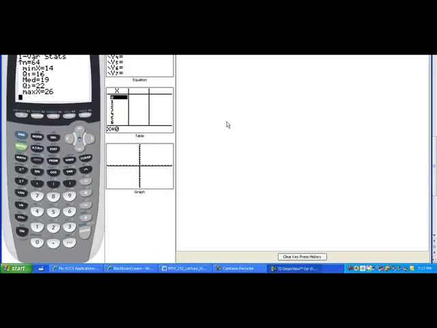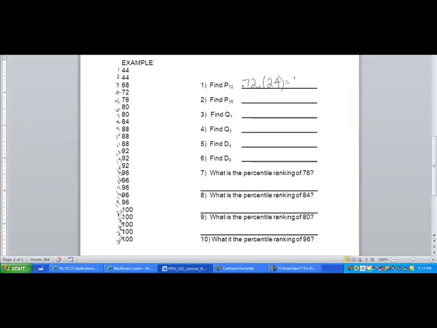Get my calculator here. I'm going to clear this off. 0.72 times 24. Okay, so I'm getting 17.28. So I'm going to round that up to 18. I want to take the 18th number. Okay, so number 18, 16, 17, 18 is a 96.